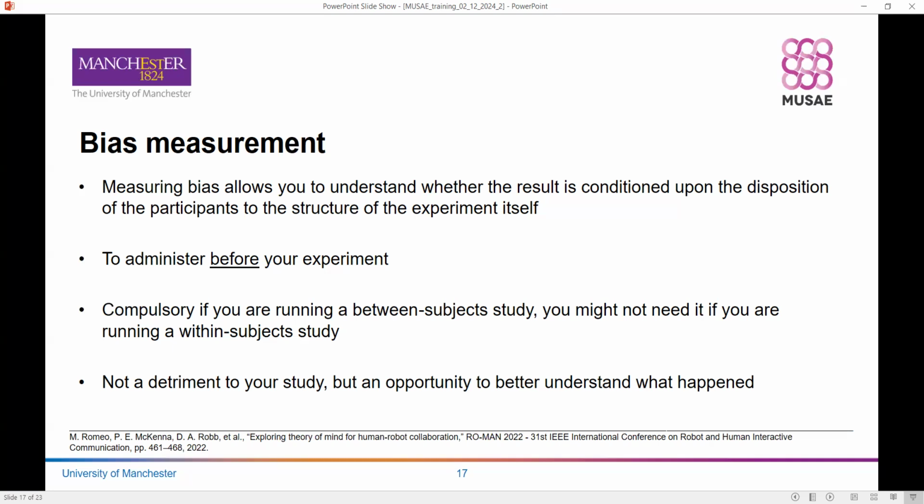So it affects much less the reliability of your results. So again, this is up to you, but it never hurts to run a bias analysis. But again, it's something that you have to do before starting the experiment. Otherwise, you're going to condition them on your experiment itself, and the bias analysis will not be good.